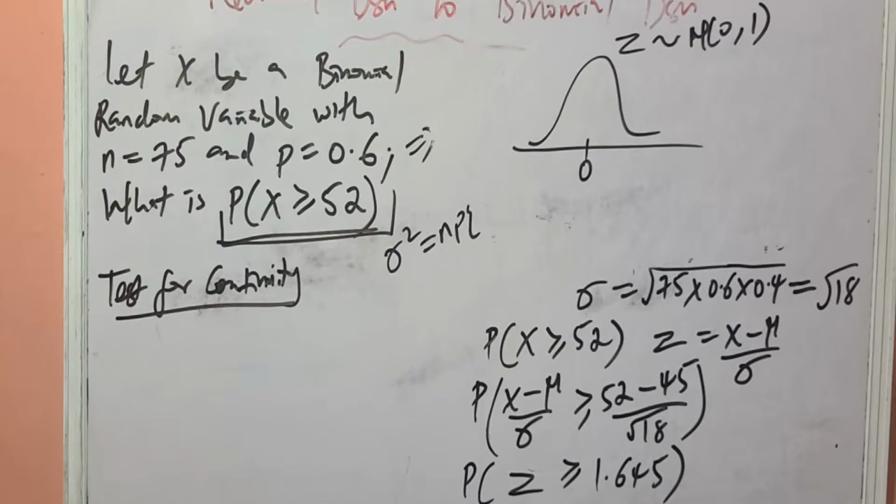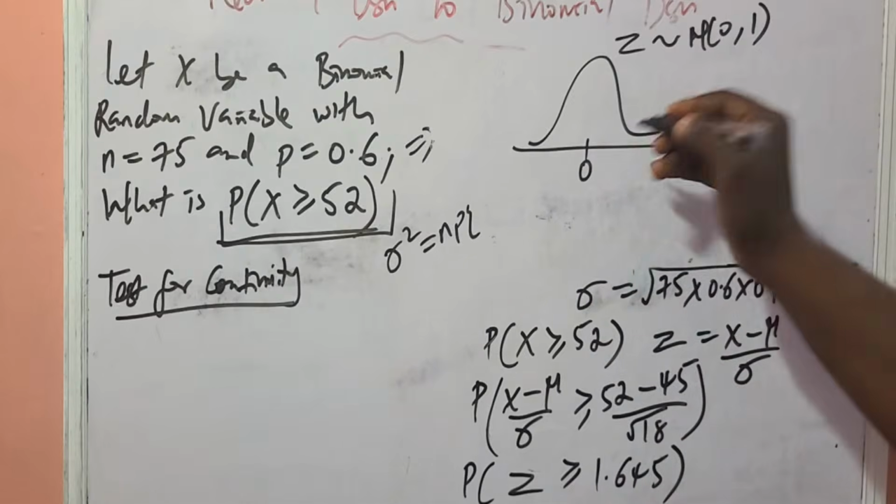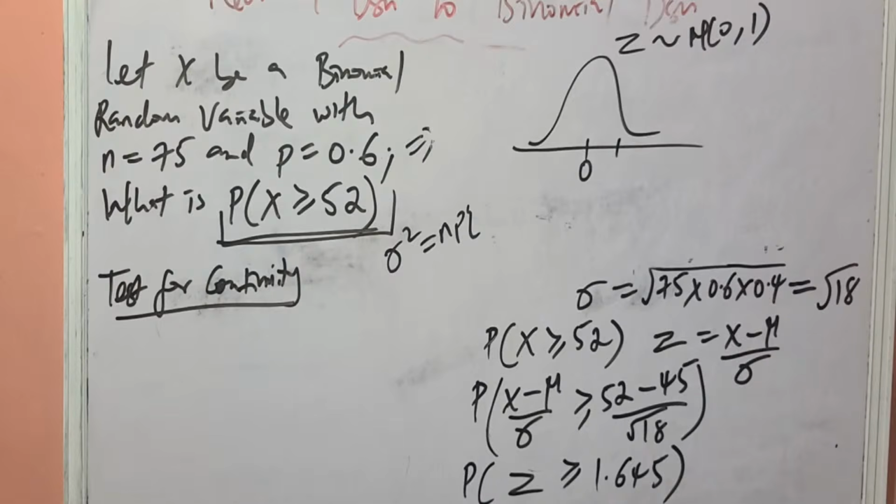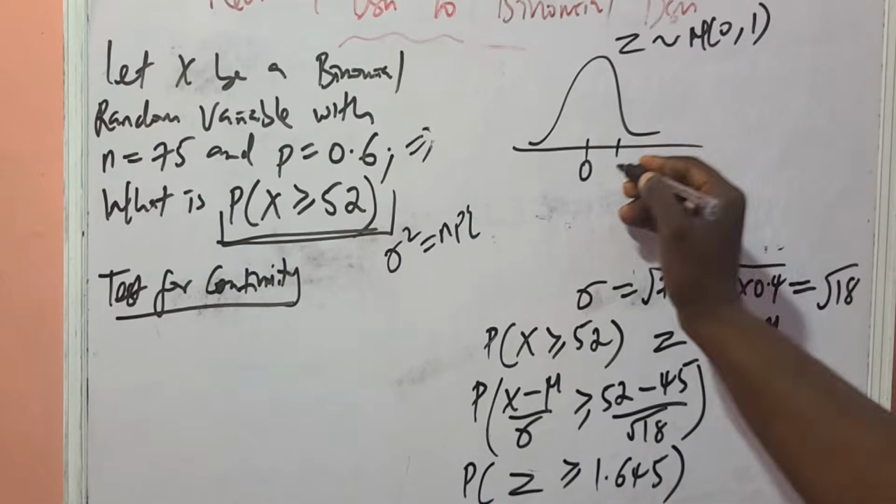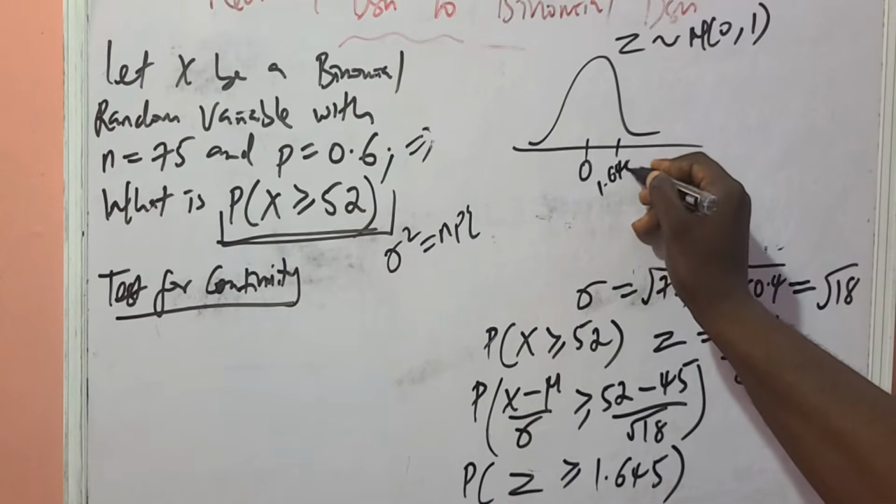I told you the process to doing this is just to try to find where you feel 1.645 is going to be. If you look at what we have here, 1.645, I can put it somewhere here. Of course, I'm not drawing this to scale, as I explained already. So let's put 1.645 here.